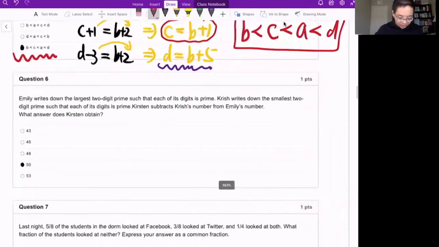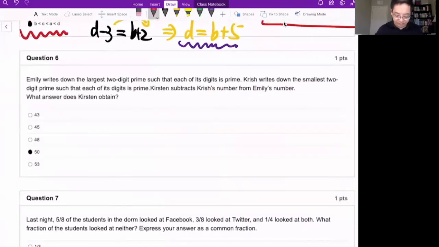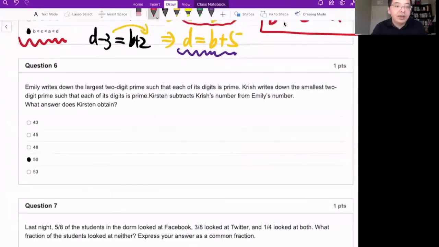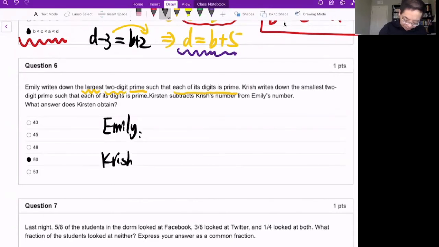All right, problem number 6. Emily writes down the largest 2-digit prime number where each of the digits is a prime. And then Krish writes down the smallest 2-digit prime where each of the digits is a prime. Then we take the difference between these two numbers, and what is the answer? First, let's figure out what is Emily's number, and then we figure out what is Krish's number.